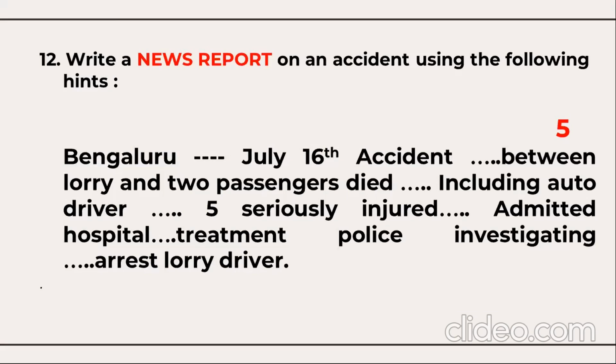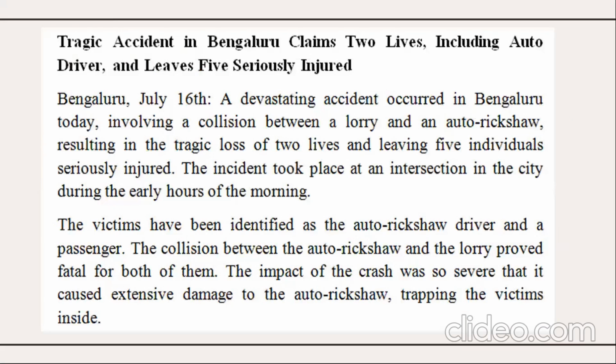Next, write a news report on an accident using the following hints. So this is for 5 marks, a very important question. The hints on the screen here are: Bangalore, July 16th, accident between lorry and auto, two passengers died including auto driver, 5 seriously injured, admitted to hospital for treatment, police investigating, arrest lorry driver. So these are the hints you have, and you need to write the news report the way the news appears in the newspaper. There's a sample answer on your screen.